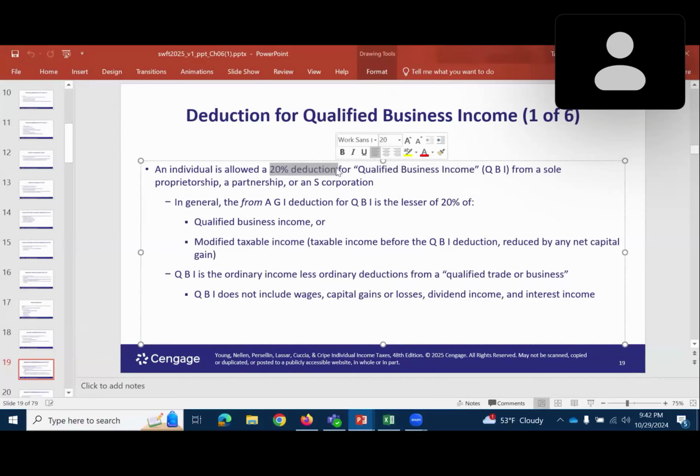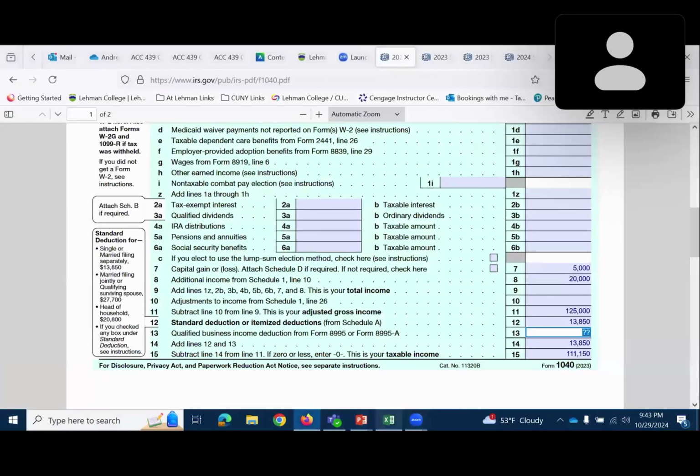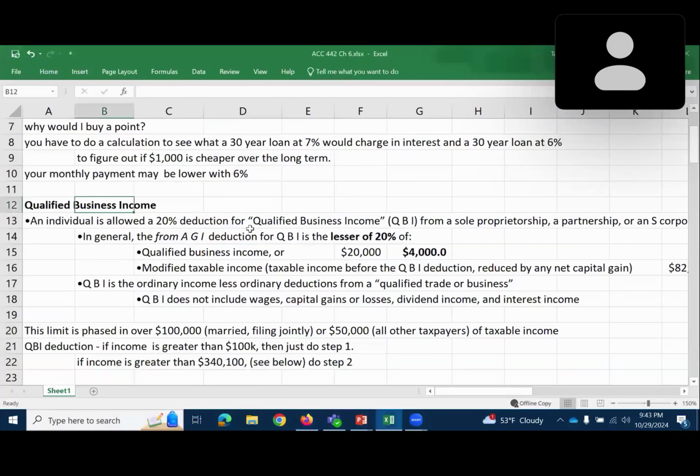But that 20% deduction is going to be calculated this way: the lesser of 20% of your qualified business income or your modified taxable income. So once you do the calculation for your modified taxable income, and then you do qualified business income, whichever is the lower amount, you're going to multiply that by 20%, and then that number goes right here. So let's go over to this file.